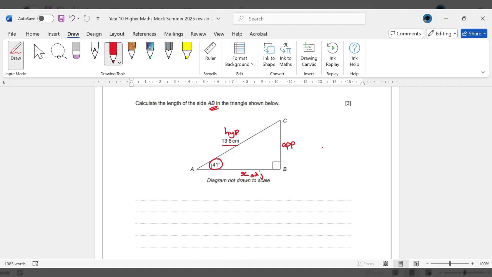Okay, so SOHCAHTOA. All right, cross the SOH out. The side I know is the hypotenuse. This is the side I know. The side I want to know is the adjacent. And the side that I don't care about, because I don't know it and I don't want to know it, is the opposite. So we're going to use CAH.